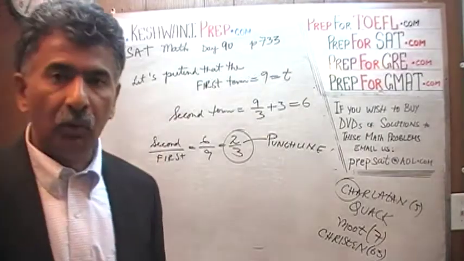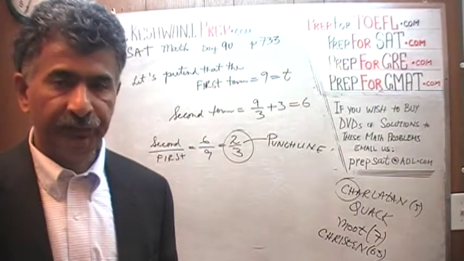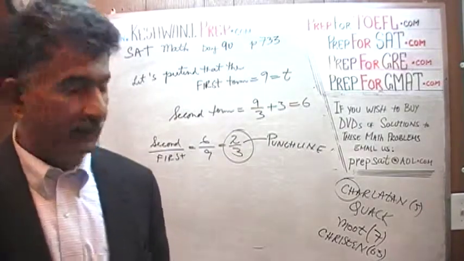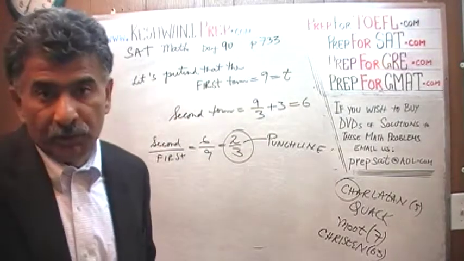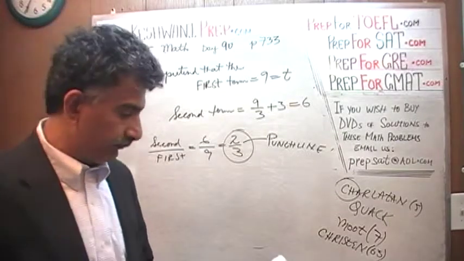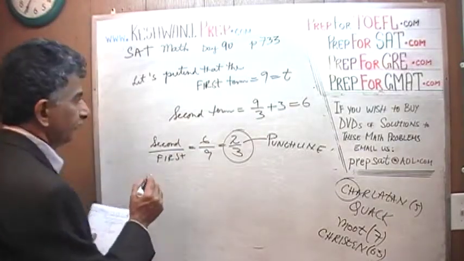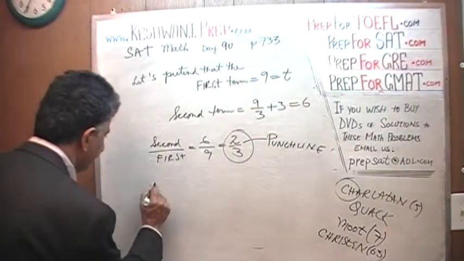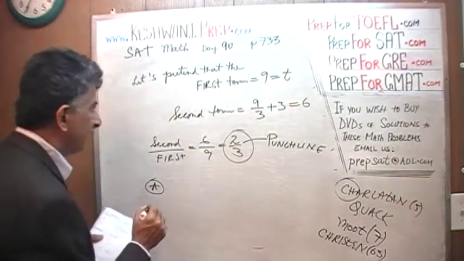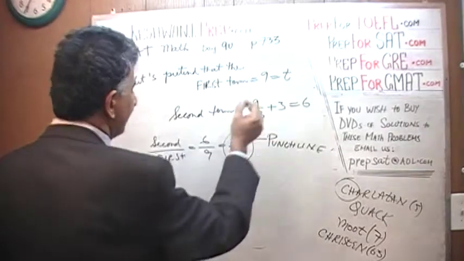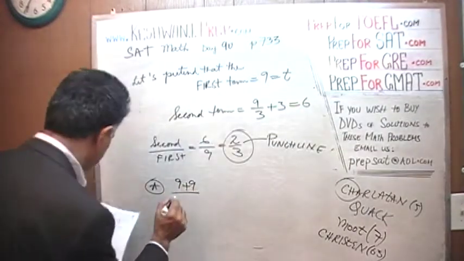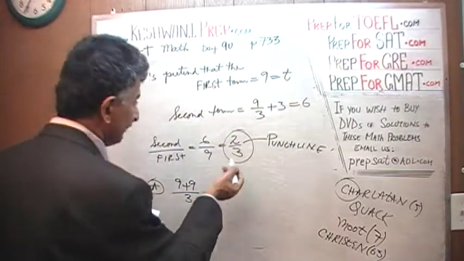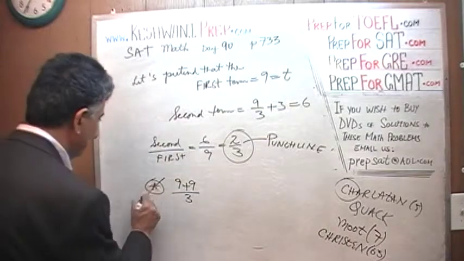Now all we have to do is go through the answer choices. Wherever we see t, replace it with 9, work on it, and see if it gives you the punchline. Whichever one gives you the punchline, that's the answer. Let's start then. A says t plus 9, t is 9, so 9 plus 9 over 3. Well, that's 18/3. 18/3 is 6. 18/3 is not 2/3. That's not the answer.